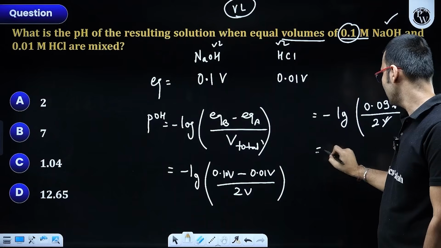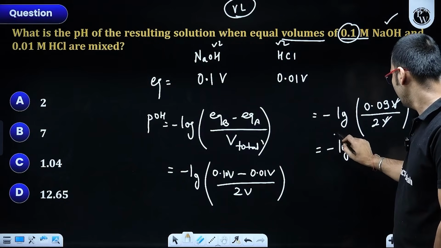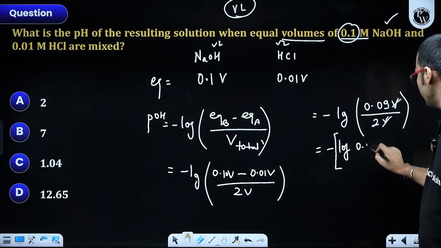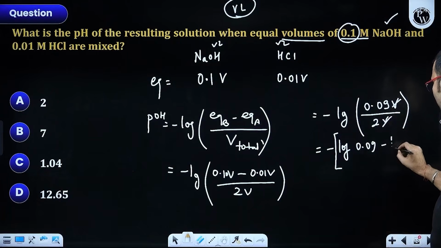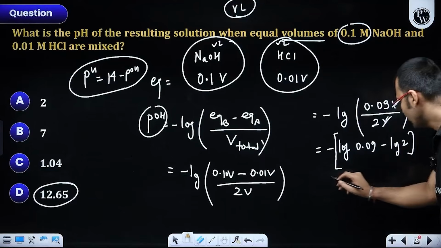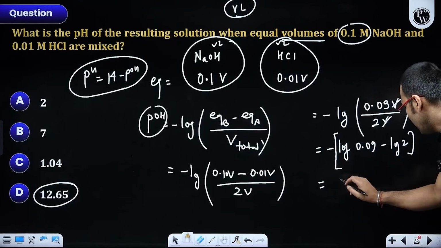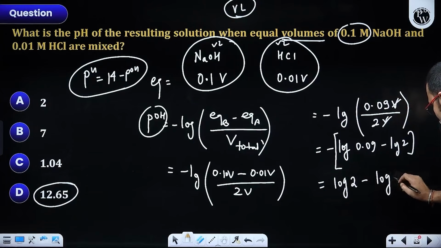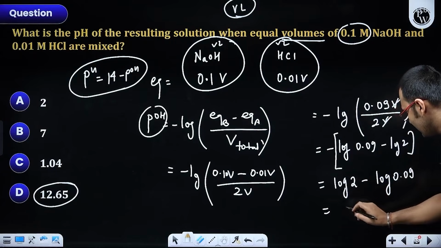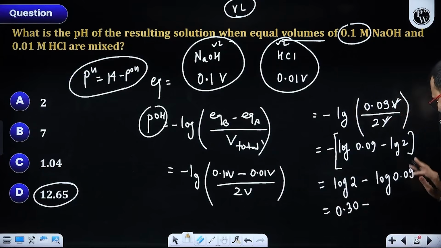This can be written as minus of log 0.09 minus log 2. I hope you know log m by n can be written as log m minus log n. So now this minus sign is there, so if you multiply with minus, it will be log 2 minus log 0.09. Now the value of log 2 is nearly 0.30, and log 0.09 you can calculate separately.